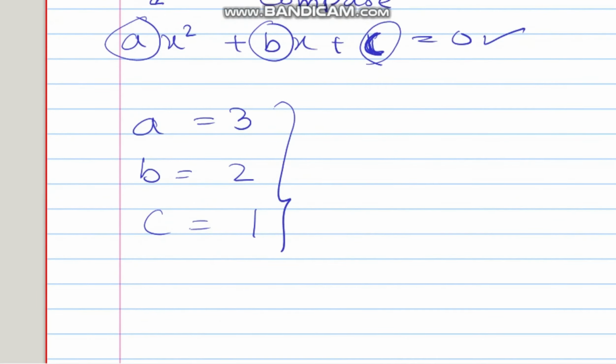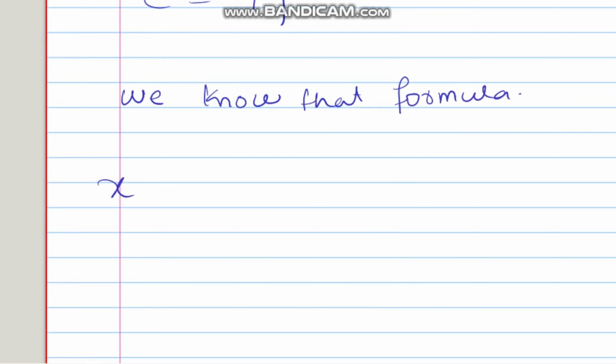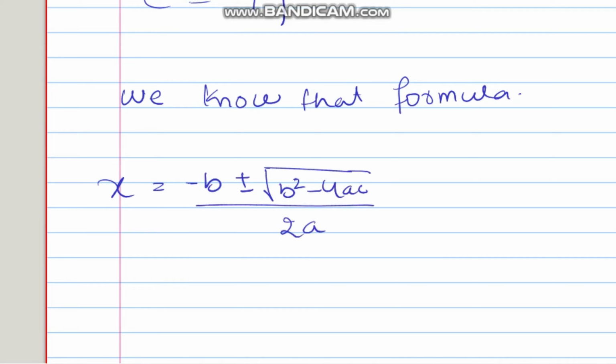So we get a is equal to 3, b is equal to 2, c is equal to 1. So what is the difficult thing in this section? Nothing is difficult here. We know the quadratic formula now. Just use the quadratic formula here and put in these values. We know x is equal to minus b plus minus the square root of b square minus 4ac, and it is whole divided by 2a.